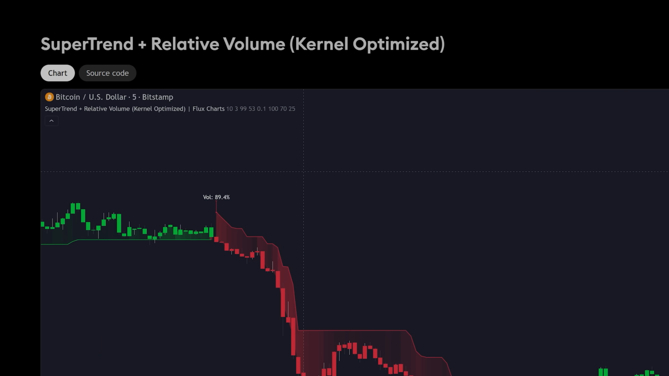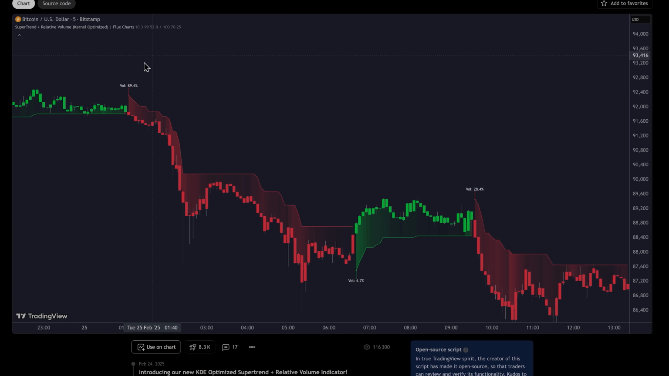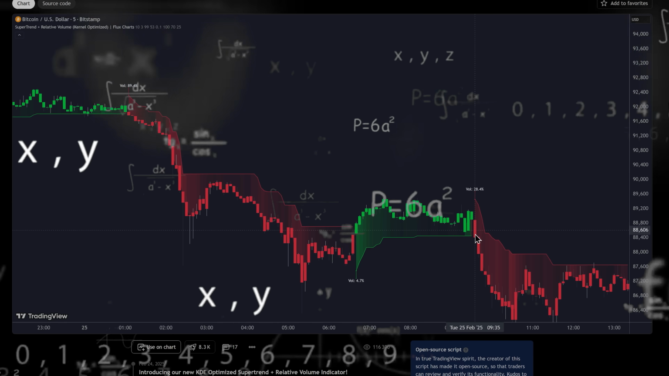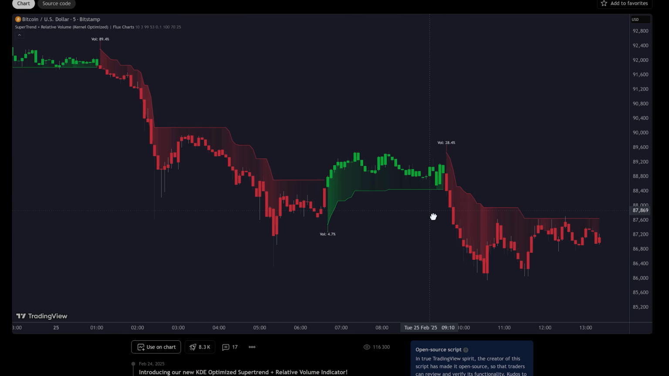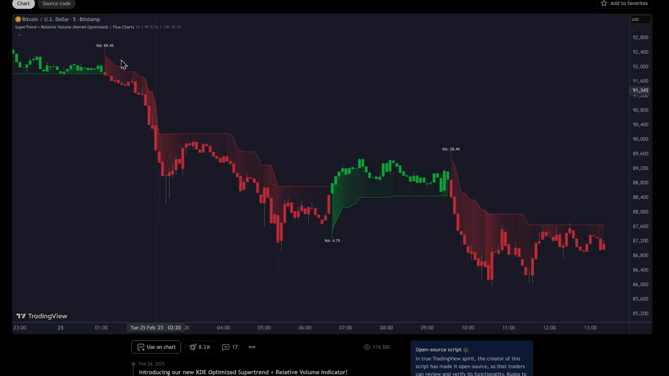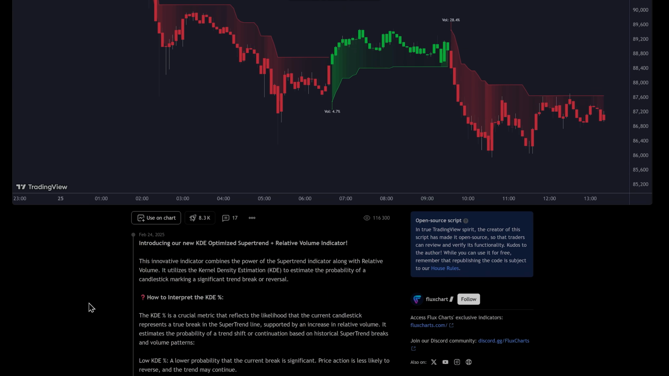This indicator is built to fix that exact problem. SuperTrend plus Relative Volume Kernel Optimized takes a normal SuperTrend signal and then asks a better question. Is this break actually meaningful, or is it just noise? It answers that with a probability score called KDE%, based on how past SuperTrend breaks behaved and how strong the relative volume is during the break.